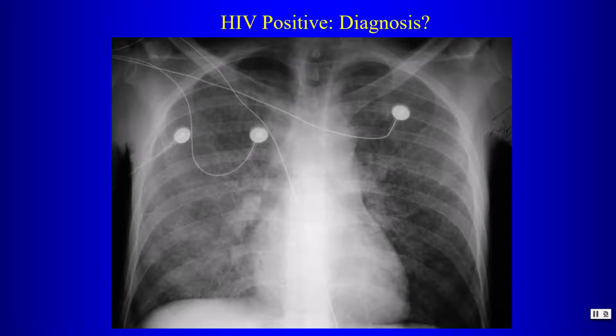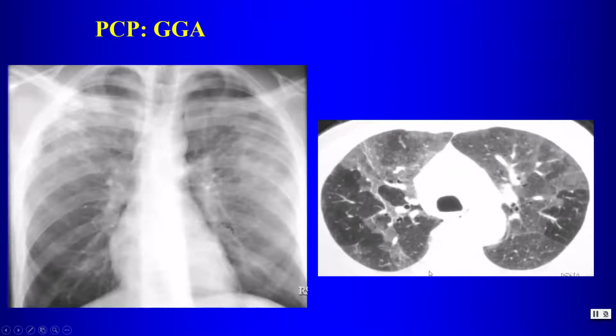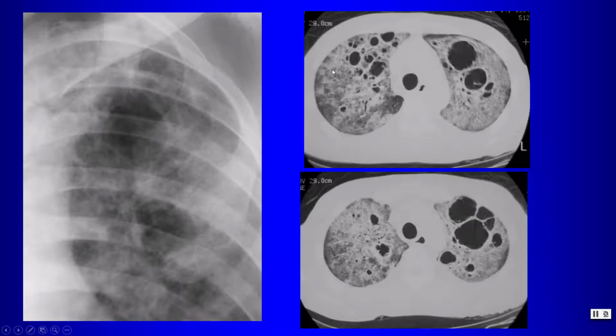So here's a patient who's HIV positive. The chest radiograph shows these interstitial and ground glass opacities. The patient is short of breath, and on CT we can see predominantly ground glass opacities. Well, that is a hallmark of pneumocystis pneumonia, mostly ground glass opacities in these patients. Of course, nowadays it could also be COVID, but this was pneumocystis.